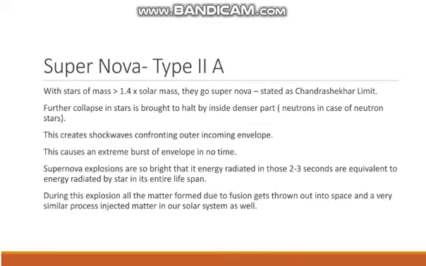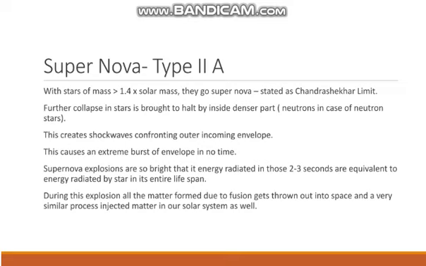Supernova type Ia. Stars of mass 1.4 times solar mass go supernova, stated as the Chandrasekhar limit. Further collapse of the star is brought to a halt by the inside dense core. This creates shock waves confronting the outer incoming envelope. This causes an extreme burst of the envelope in no time. Supernova explosions are so bright that the energy radiated in those 2-3 seconds is equivalent to the energy radiated by a star in its entire life.